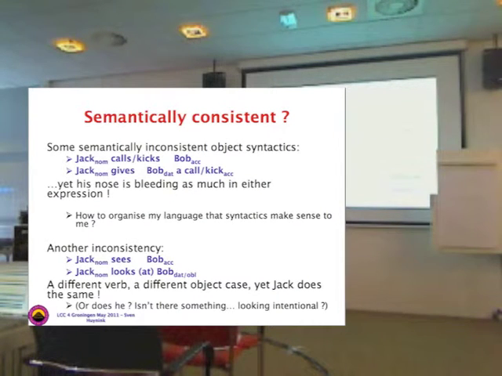So when I started my language, I stumbled over things like Jack calls Bob or kicks Bob, and then Bob is accusative, and Jack gives Bob a call or a kick, and then Bob isn't accusative anymore, while his nose is bleeding the same way.